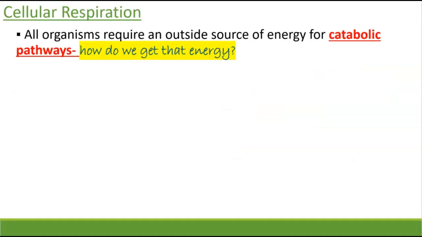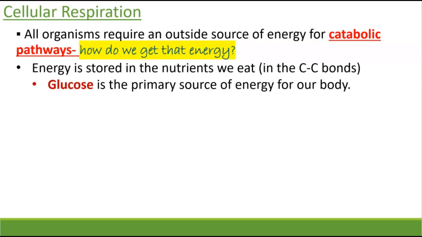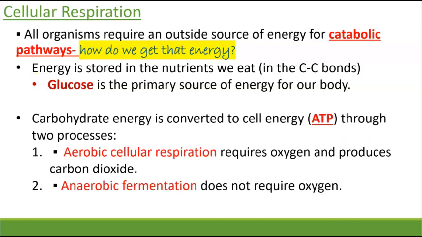There are two major ways that humans can form ATP in their cells. We all need that outside energy source to make these catabolic pathways happen. How do we get that energy? We get that energy by ingesting the nutrients that we need. And the nutrients are in the carbon-to-carbon bonds of the food that we eat, the proteins and the carbohydrates and the lipids. And glucose is the primary source of energy for our body.